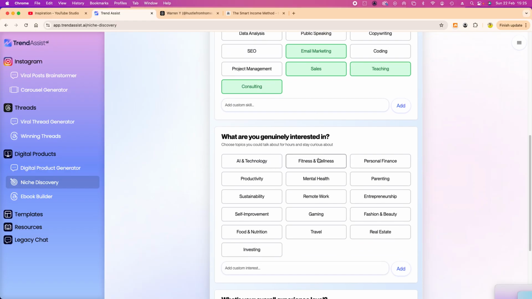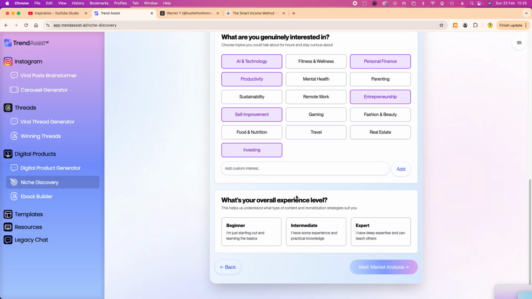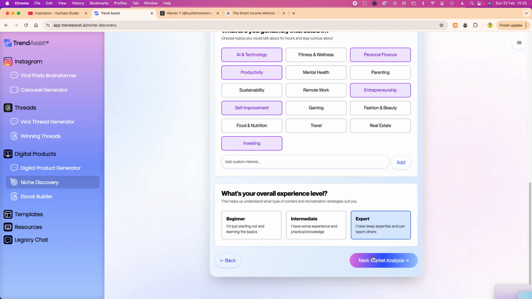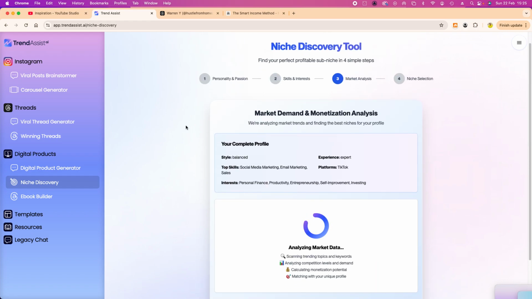What are you genuinely interested in? So I'm interested in personal finance, productivity, entrepreneurship, self improvement, investing, AI technology, and that might be it for now. What's your overall experience level? This helps us understand the type of content and monetization. So I have deep expertise and I can teach others, I would say. Oh, well, I'm doing that in this video. That's exactly what I'm doing now. So let's go with expert.